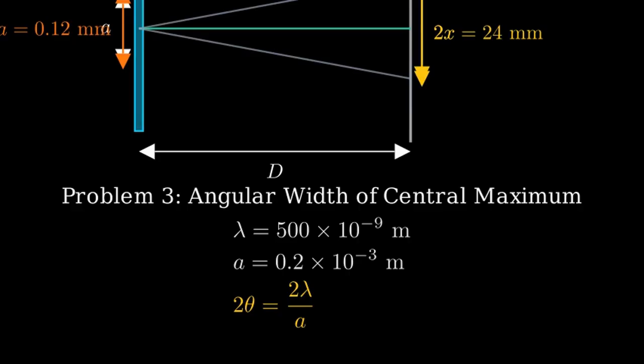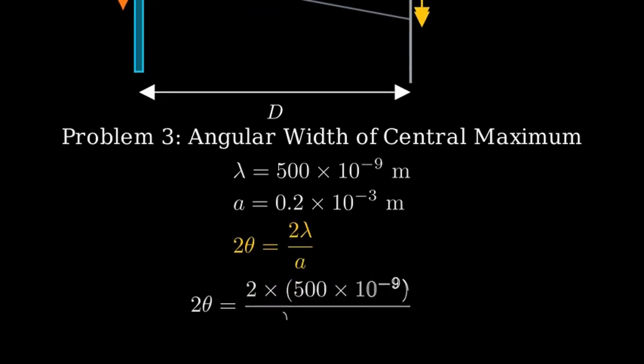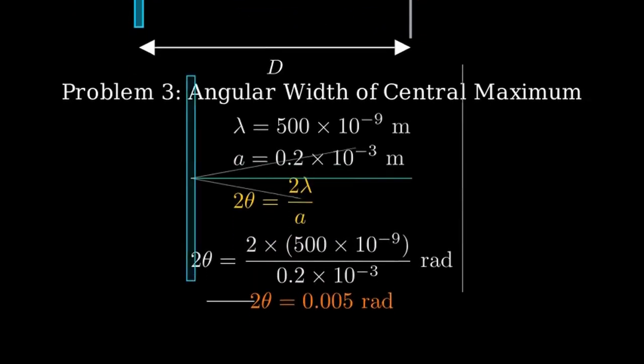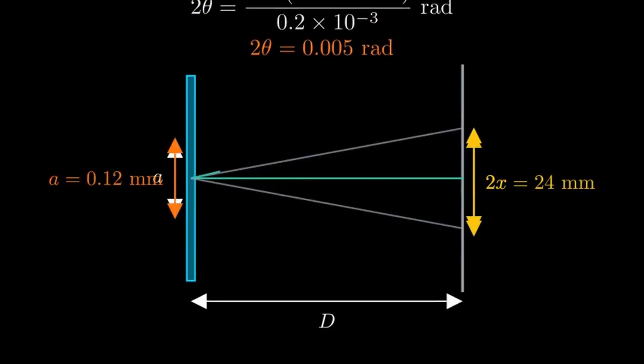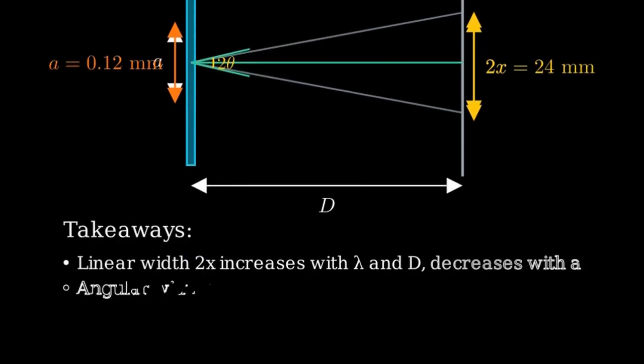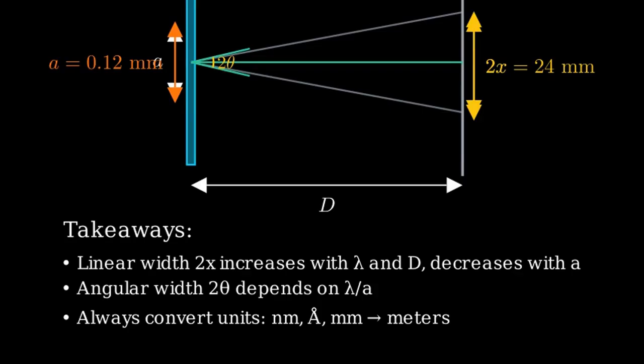To summarize, linear width scales directly with wavelength and distance to the screen, and inversely with slit width. Angular width depends only on wavelength over slit width. With these 3 compact formulas and careful unit conversions, you can solve most single slit diffraction numericals with confidence.